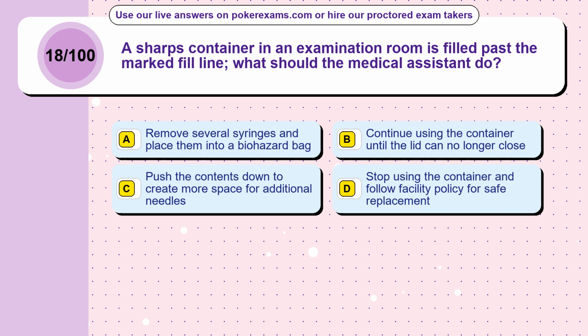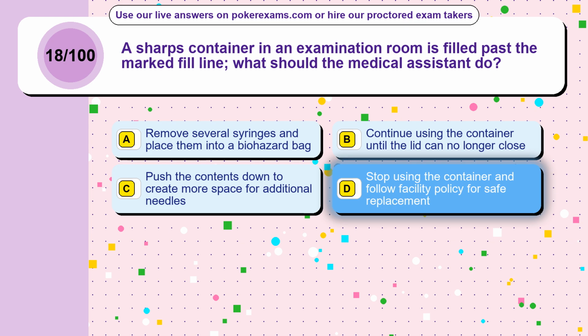Question 18. A sharps container in an examination room is filled past the marked fill line. What should the medical assistant do? Option A, remove several syringes and place them into a biohazard bag. Option B, continue using the container until the lid can no longer close. Option C, push the contents down to create more space for additional needles. Option D, stop using the container and follow facility policy for safe replacement.